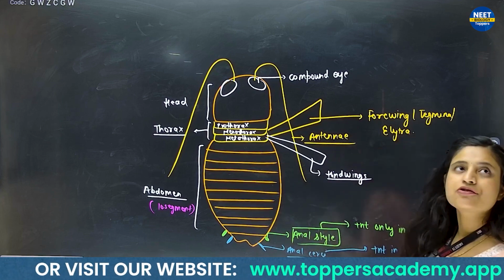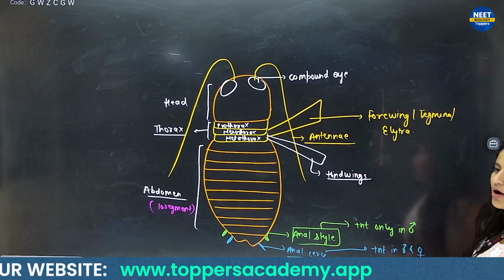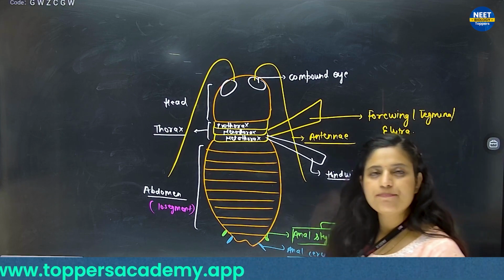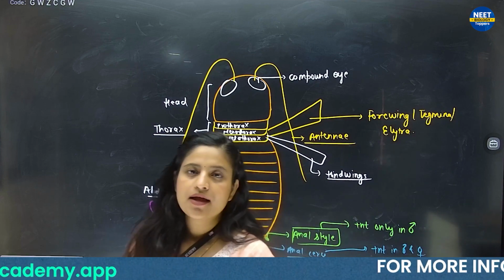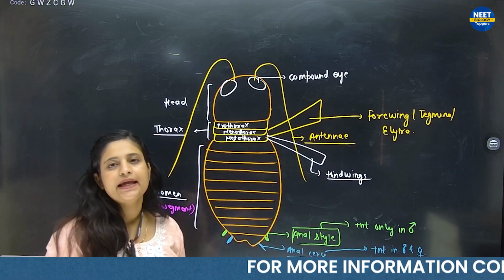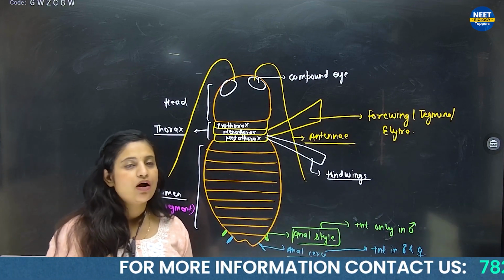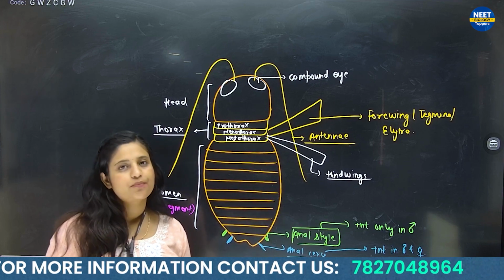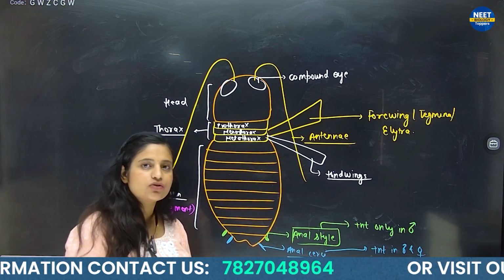So this is the structure of your cockroach body. The body is divided into three parts: head, thorax, abdomen. The head has one pair of antennae and a pair of eyes. The thorax has three parts: the prothorax, mesothorax and metathorax.